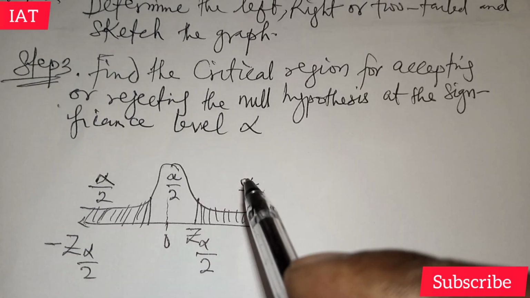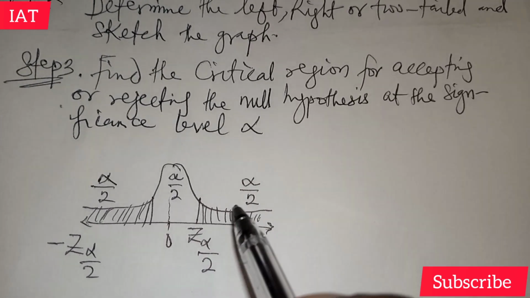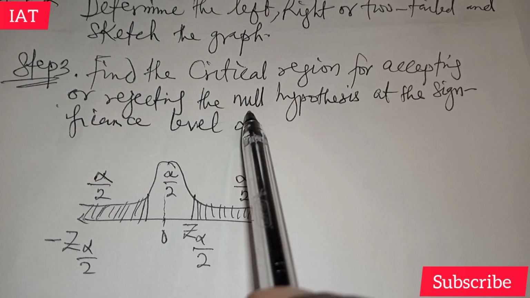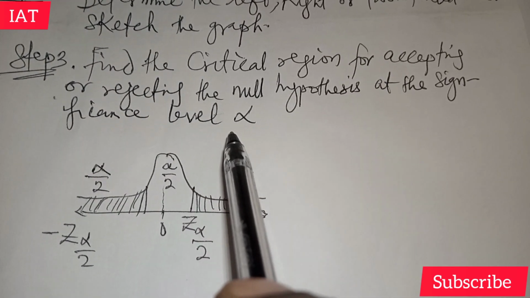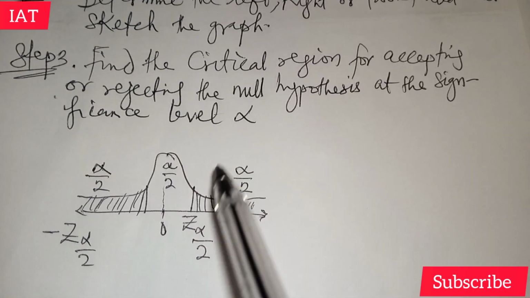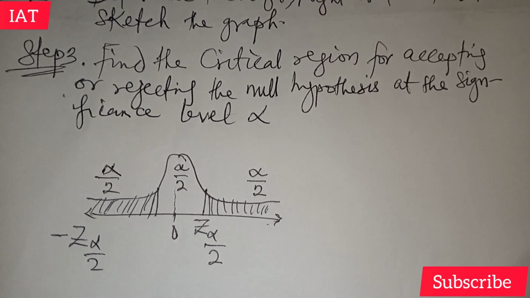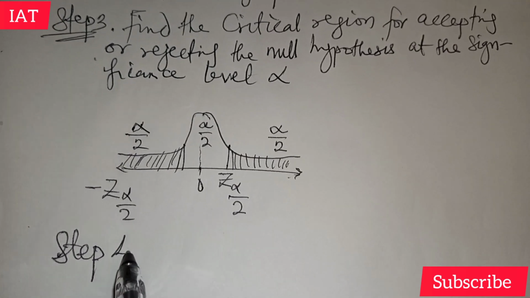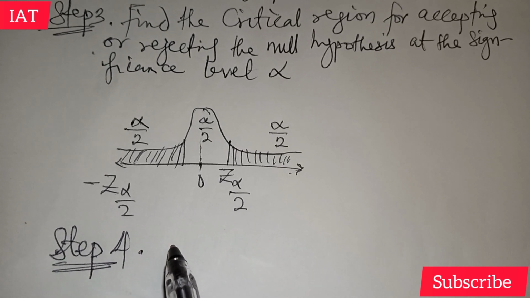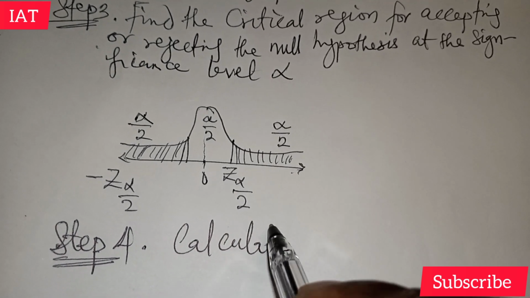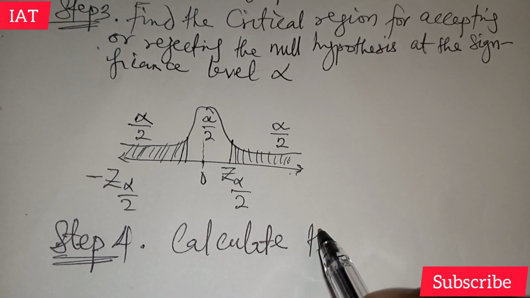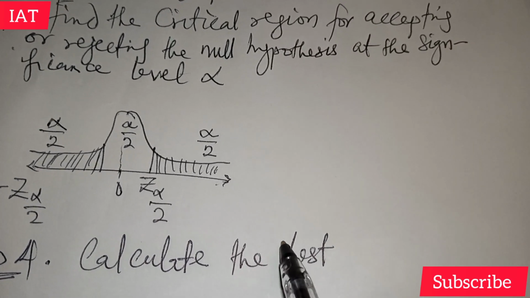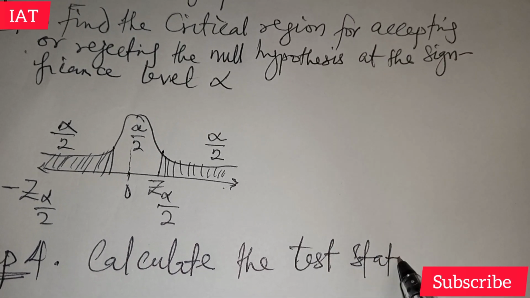So you must make sure that for two-tailed tests like this, after you would have found the critical region for accepting or rejecting the null hypothesis at the significance level, you have to make sure that you label all of them on the graph. So when you're done with that, the next step you want to engage in, which I'll call step 4, is to calculate the test statistic.